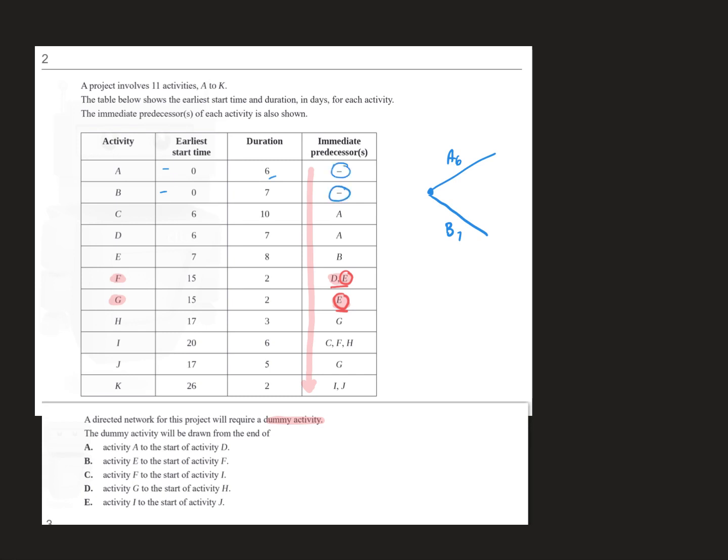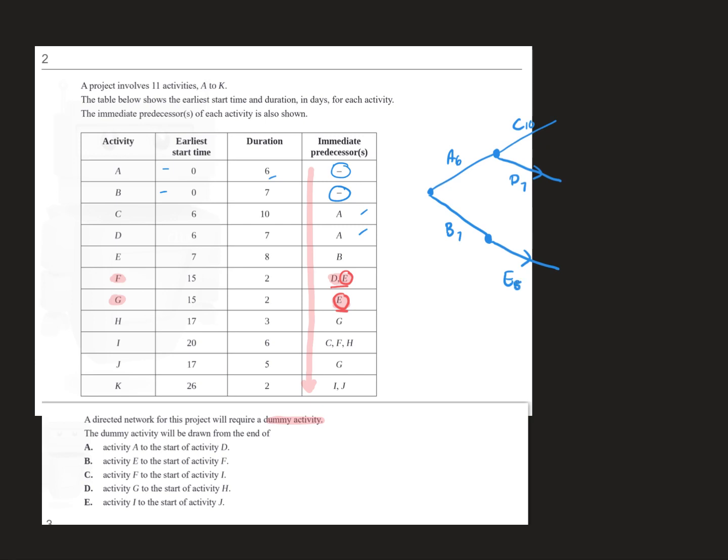Now C comes from A, so I might draw C, and it has a duration of 10, so I'll put 10 there, and D also comes out of A, has to wait for A, so I might draw D, and it has 7. Okay, so we've done that one. We look at E, which comes out of B, so we might have E coming out, and E takes 8.